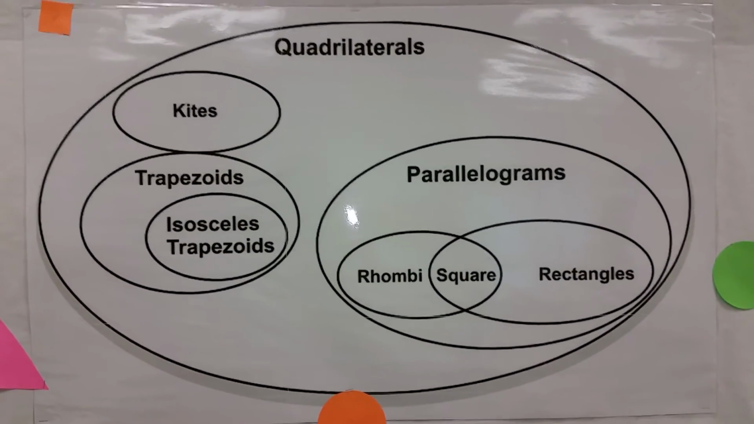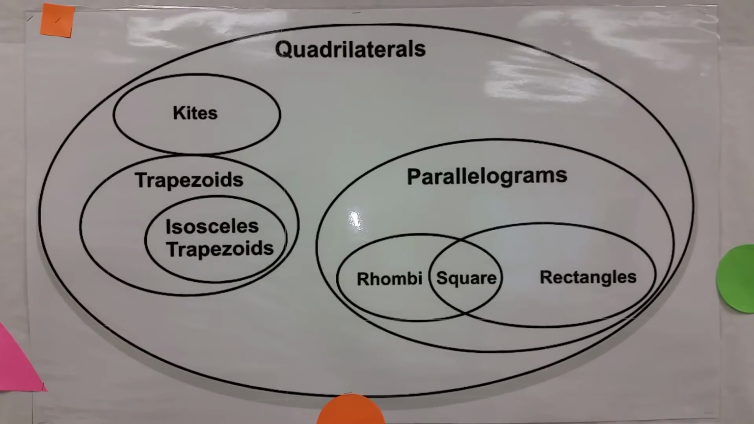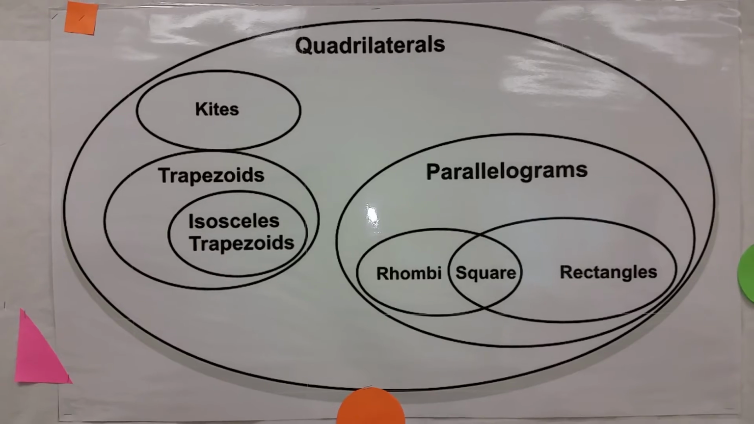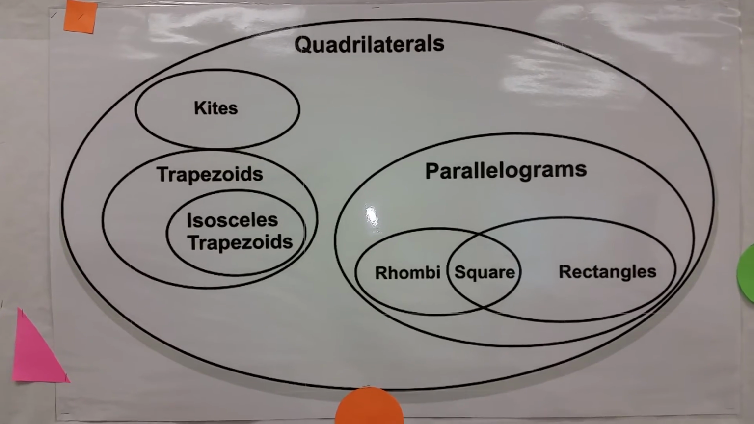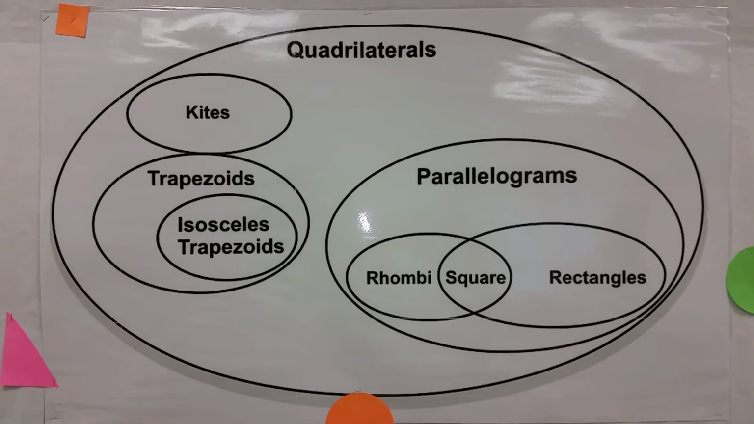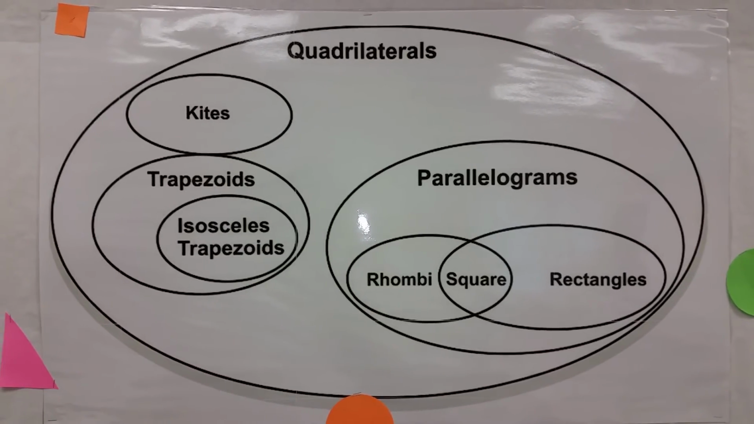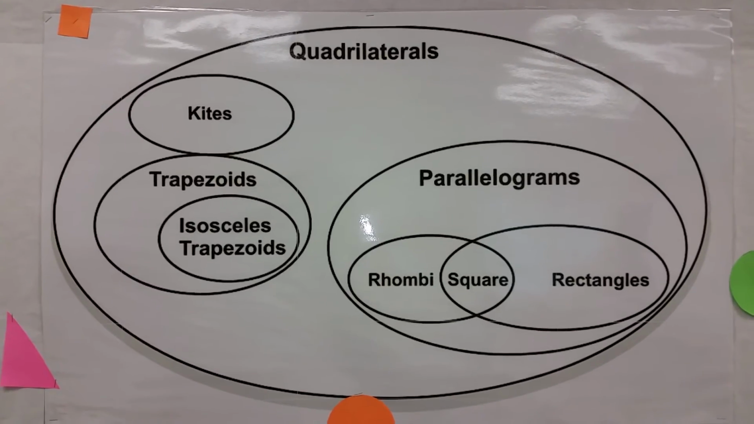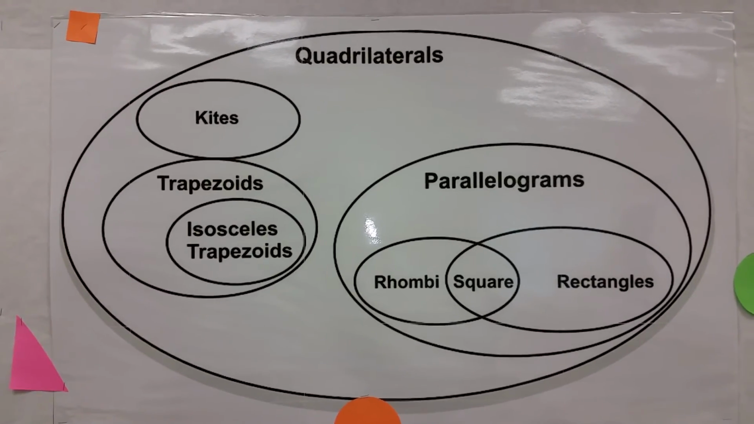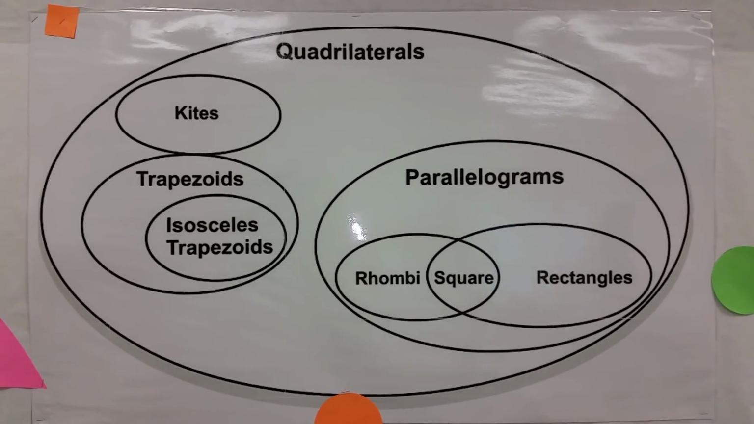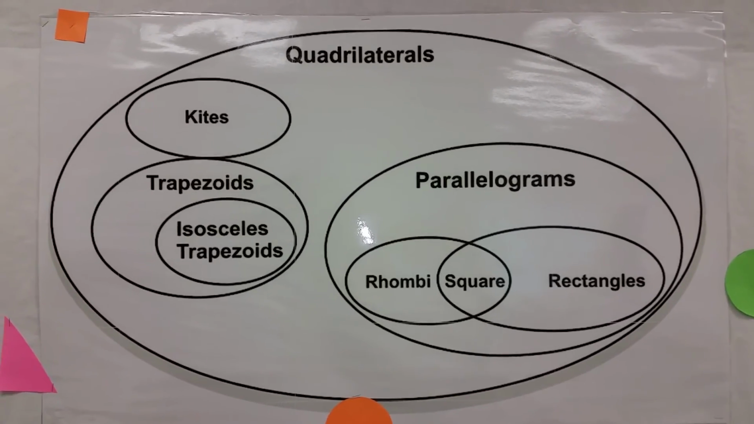Okay, in our Venn diagram of polygons here with quadrilaterals, notice that parallelograms, everything that's within the area of the parallelograms, including a rhombus, a rectangle, and a square, all are going to fall under the properties that we discovered for parallelograms, which once again is opposite sides are parallel and congruent.